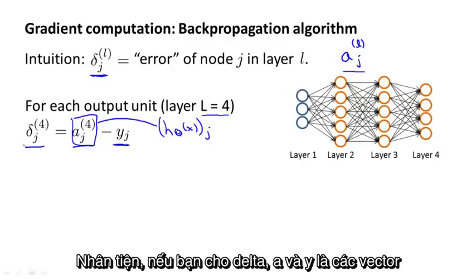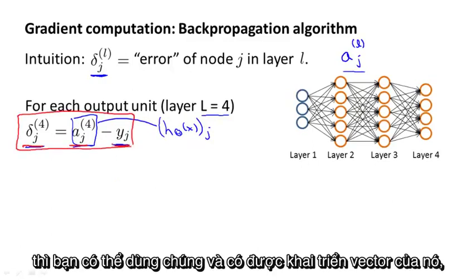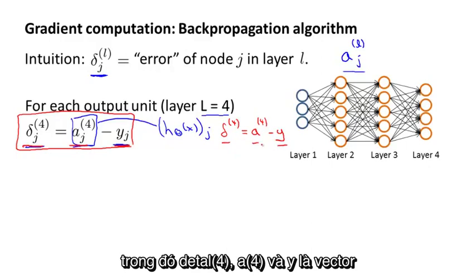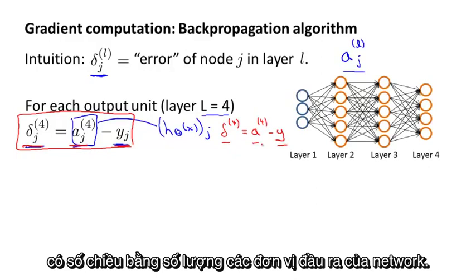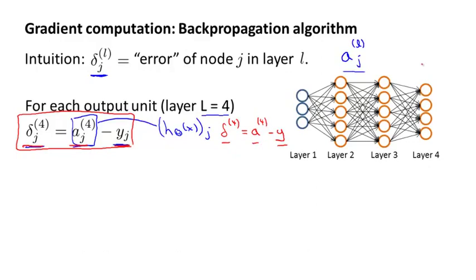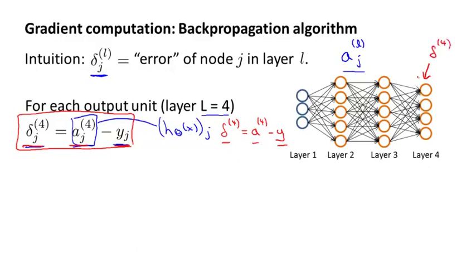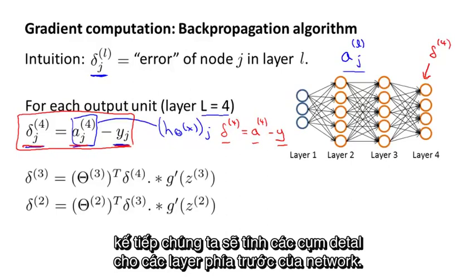And by the way, if you think of delta, a, and y as vectors, then you can come up with a vectorized implementation of this, which is just delta 4 gets set as a4 minus y, where each of these, delta 4, a4, and y, is a vector whose dimension is equal to the number of output units in our network. So we've now computed the error terms delta 4 for our network. What we do next is compute the delta terms for the earlier layers in our network.